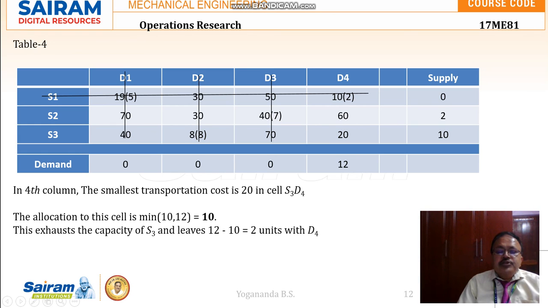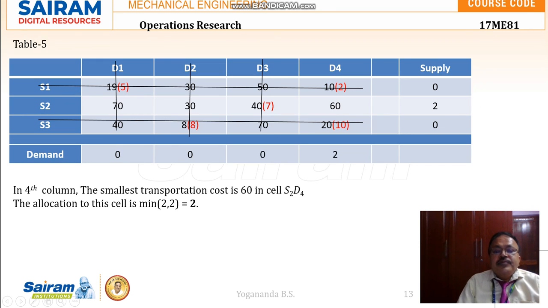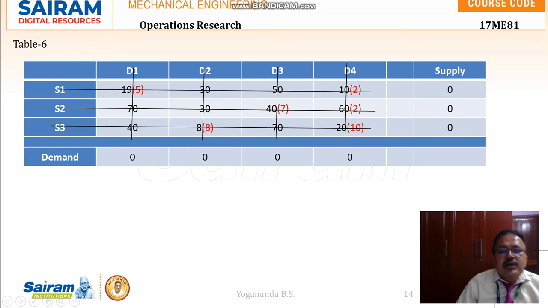If 10 is assigned to 20, then 10 becomes 0. Out of 12 units requirement, only 10 are supplied. So 2 more units are still to be supplied. So finally we are left with this 60, 2 and 2. That 2 will be assigned in the next iteration. So 60, 2 and 2.